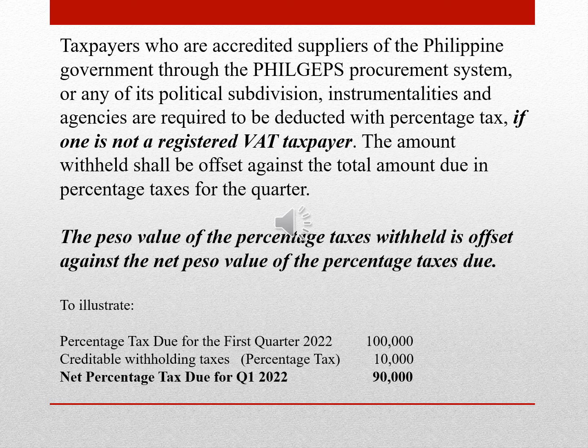So the amount withheld shall be offset against the total amount due in percentage taxes for the quarter. So the peso value of the percentage taxes withheld is offset against the net peso value of the percentage taxes due.